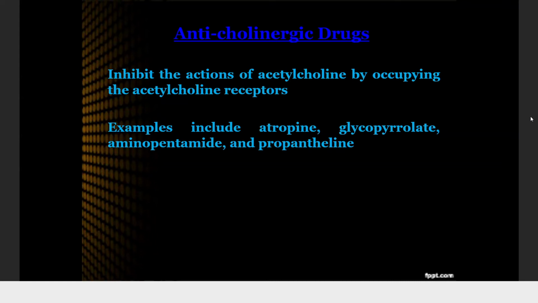Okay, contraindications of atropine. They cannot be used for patients with glaucoma. Do you know what glaucoma is? Does anybody know what glaucoma is? Something to do with the eye?